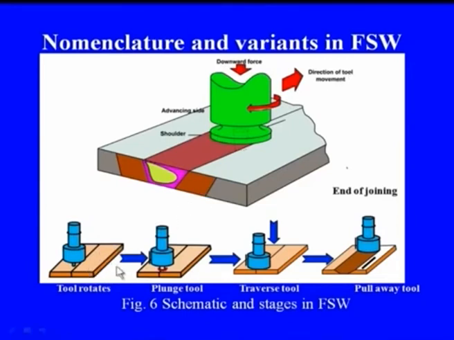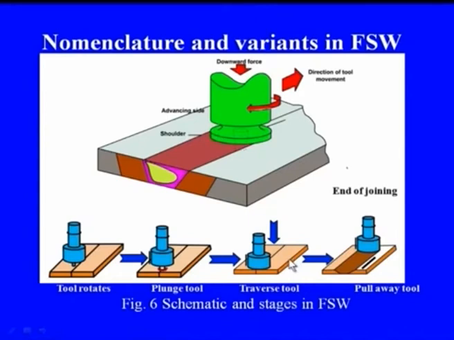So, the bottom diagram shows the sequence of events. First, put both the plates together, bring the tool near to this, then align this tool end point that I have already explained with that of the joint to be produced, apply pressure as well as rotation, and then move the tool from one end to the other end where the joint is to be produced.